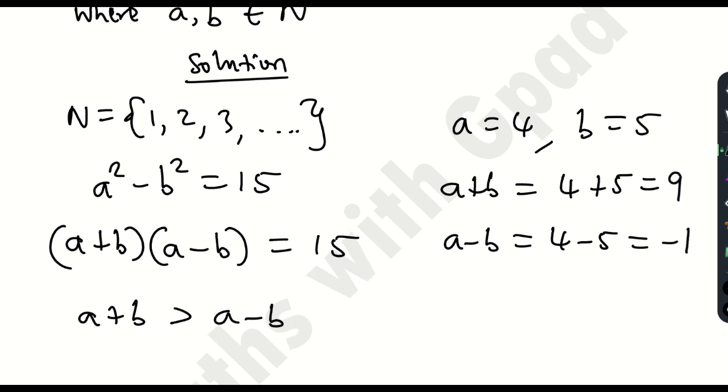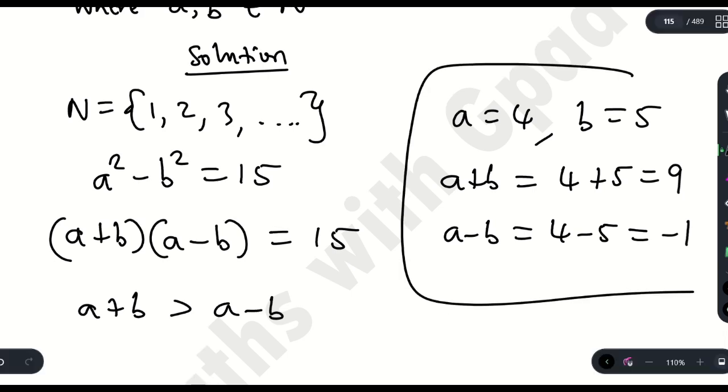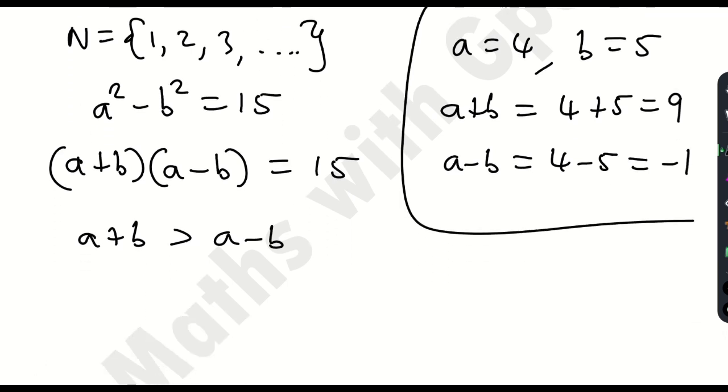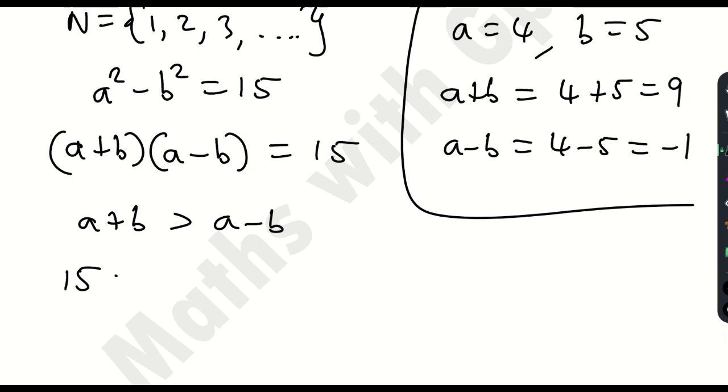Let me just remove this, put this aside, and then we continue. So 15 can be expressed as a product of two factors. 15 can be equal to 15 times 1, and then 15 can also be equal to 5 times 3. These are the only two cases we can have. And again, we cannot use negative numbers because a and b are natural numbers.